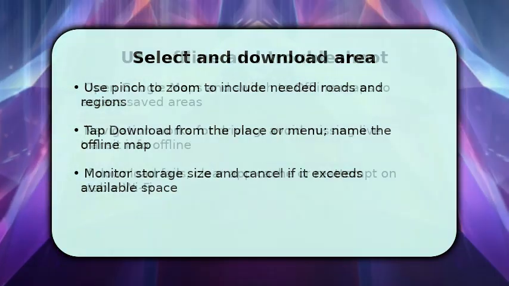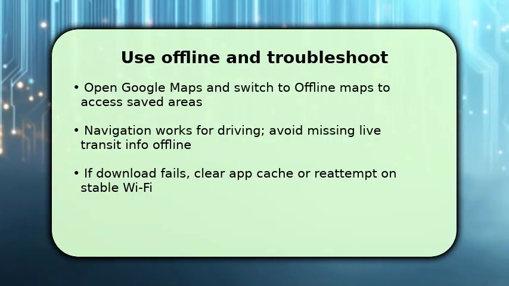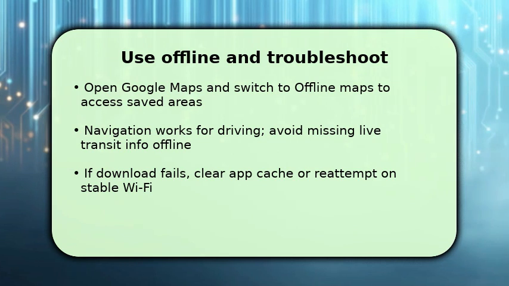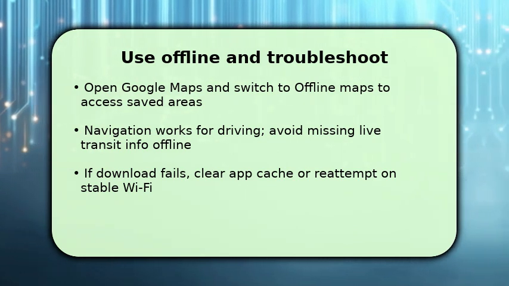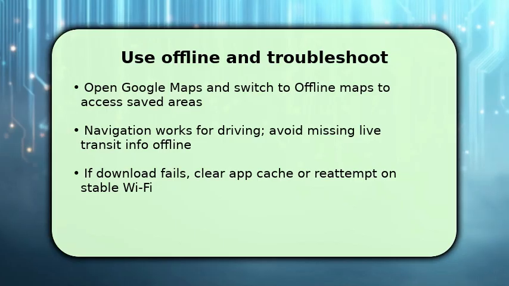When offline, open Maps and go to Offline Maps to pick your saved area, then start navigation as usual for driving routes. Remember why? Offline maps provide turn-by-turn guidance without data, but live transit and traffic details won't appear.